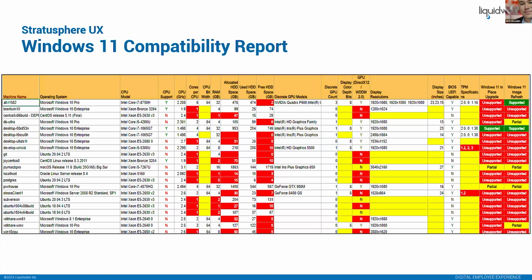So I know, is the CPU supported? Do you have the proper amount of cores? Do you have the correct amount of hard drive space? Do you have a decent GPU that we can utilize? What's going on with your BIOS TPM details? Which version of TPM do you have? Do you support Windows 11 in place? Do I need to do a refresh? Everything that really is concerning about this entire process, we've distilled down to a single report. So you can install Stratusphere UX, run the report, get the information you need, and immediately know which machines need to get recycled and which machines need to get that Windows 11 upgrade.